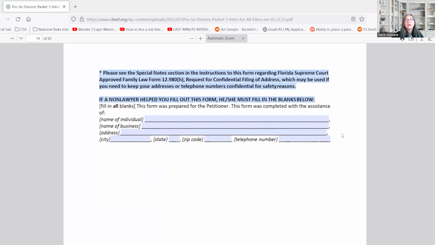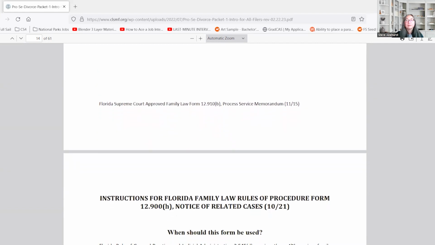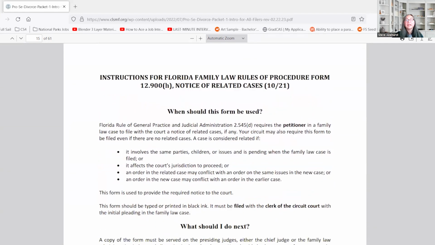You're going to see a lot of these forms with "if a non-lawyer helped you fill out this form." At this point, you're leaving all this blank only because you're the only one filling out the form. No one is helping you. However, if you later choose to hire someone like a paralegal or some type of service, they will fill this form out for you. And the next form is the notice of related cases.